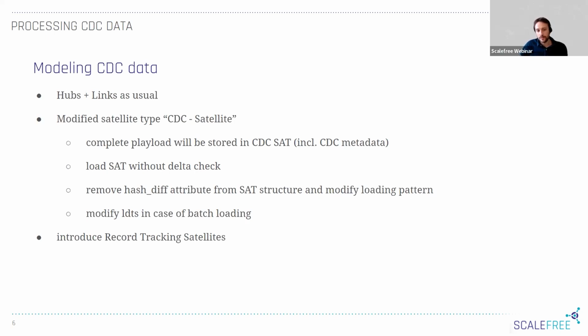And last but not least, you can introduce a record tracking satellite, which houses the CDC flag per business key. So you simply ingest the whole change flag into this record tracking satellite. With every change, every deletion, every insert, you track your business keys in this satellite. And so there you can easily track if a business key was deleted in the source. And if you need, you can calculate an effectivity satellite on top of it. So that's basically how we model CDC data in Data Vault.